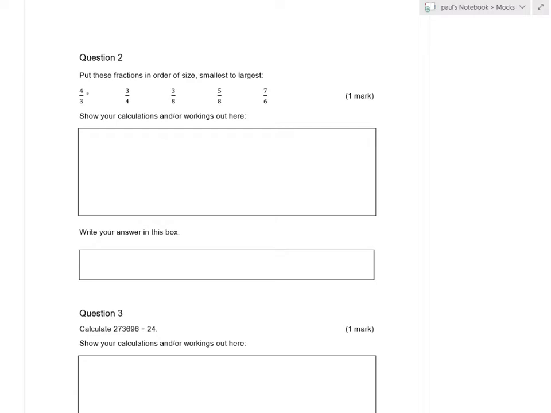Right. Put these fractions in order of size, from smallest to biggest. Only 1 mark. 3/4 is 0.75. I'm going to change them into decimals: 3/8, 5/8, 7/6 and 4/3. 6 into 7 goes 1.1. 6 into 4 goes, so that's 1.16.